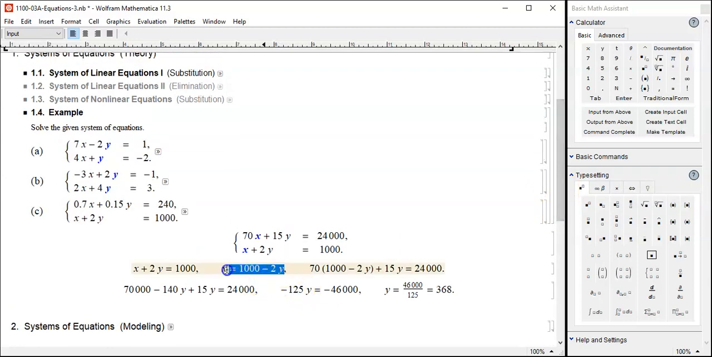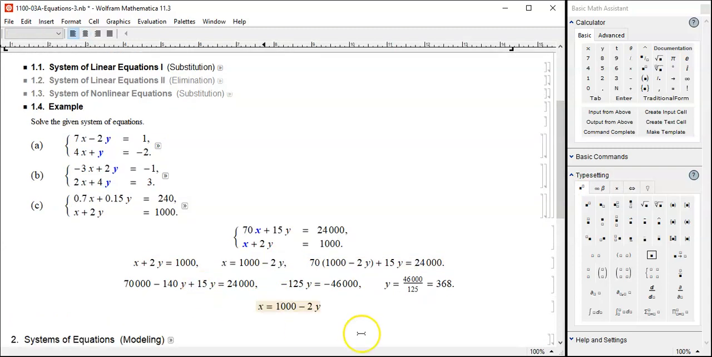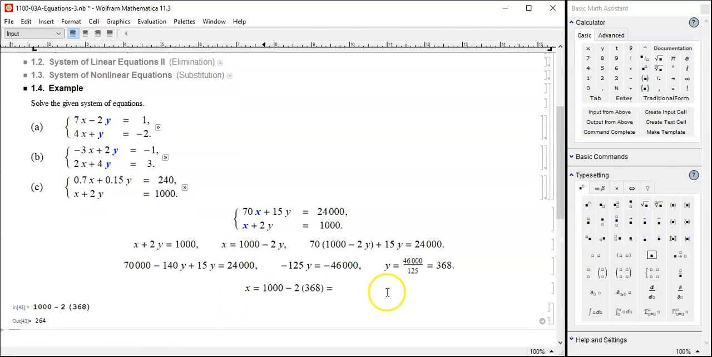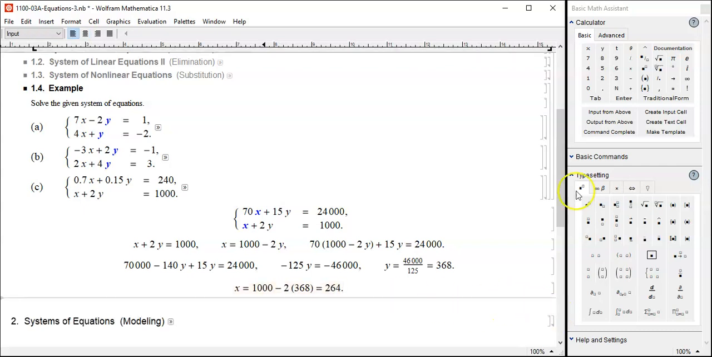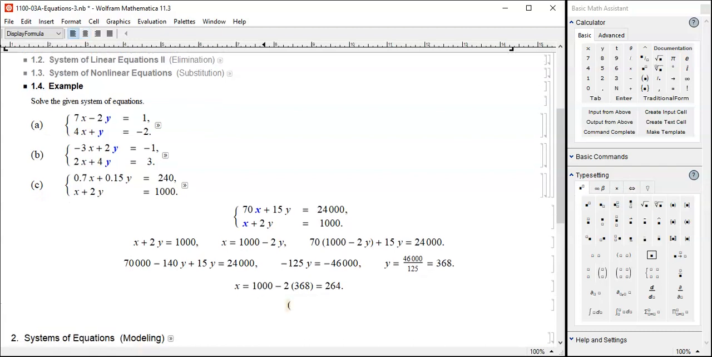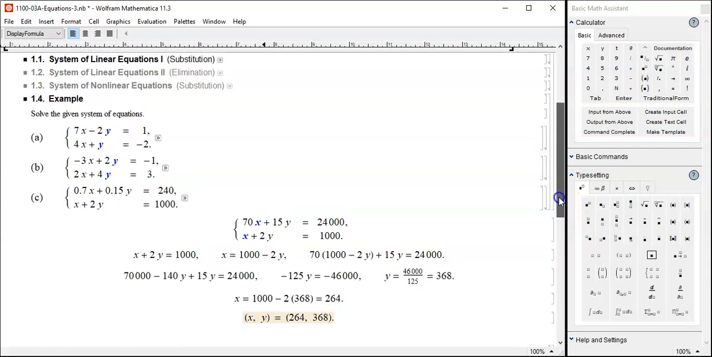And substituting everything into this equation, we will be able to find that x value as well. So this one is going to be 368. And then let Mathematica calculate this thing. You can use a handheld calculator too because it's a simple computation. I'm getting 264. Did I get it? Yes, okay. Looks good. So 264, 368. And there goes the full solution.